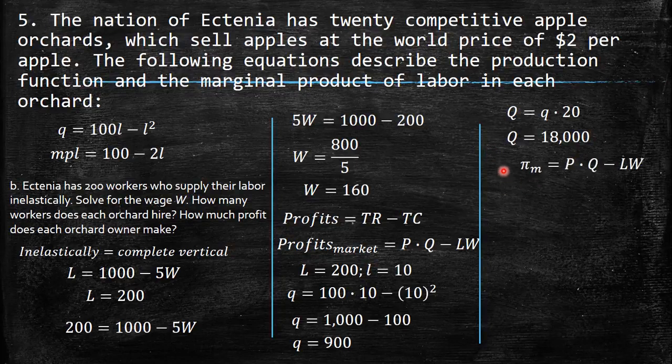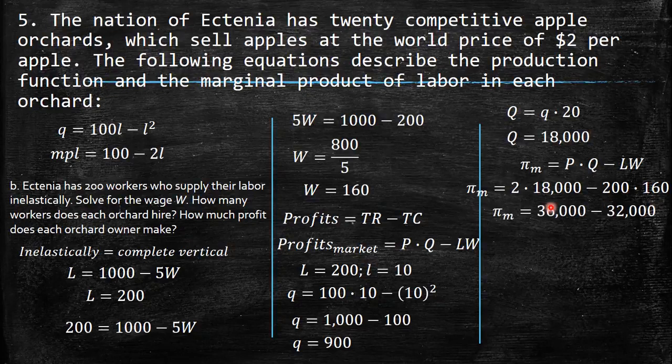Then the profits we are going to identify by pi m, as the market, is equal to price times Q minus LW. Then the price is 2, the Q we already found out, which is 18,000, and then the L should be 200 because we are talking again in the market, times 160. This one should be 36, this should be 32. The total profits of that market should be 4,000.